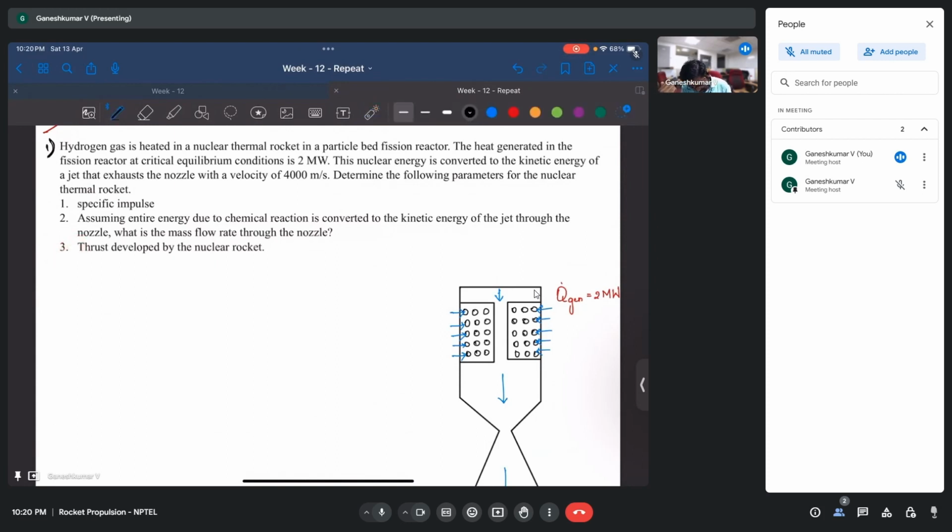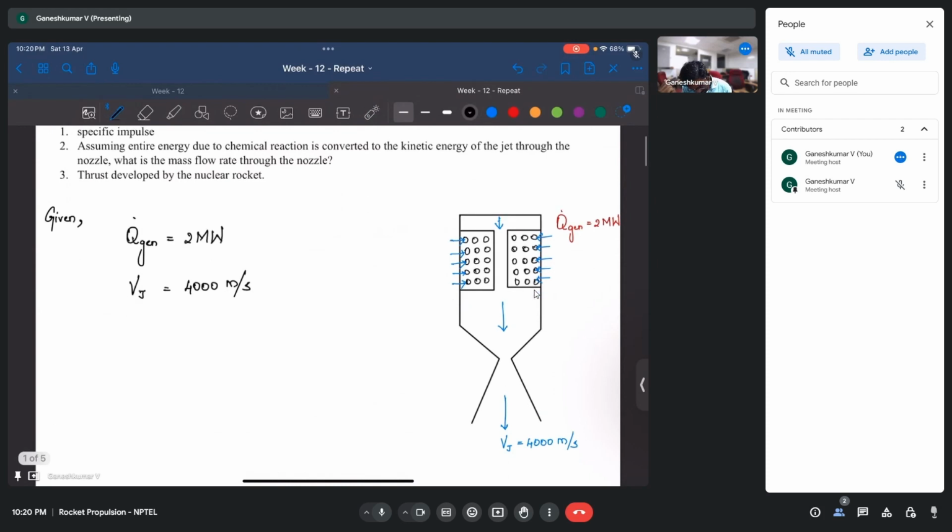So let me quickly write down the given data. We have Q dot generated, which is around 2 megawatts, and the jet velocity is 4,000 meters per second. These are the two important things given, and we need to first find out the specific impulse of this rocket.